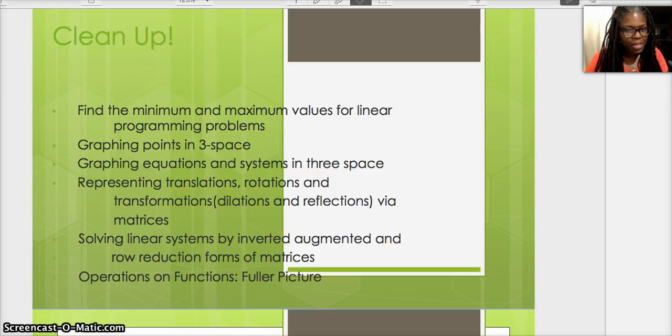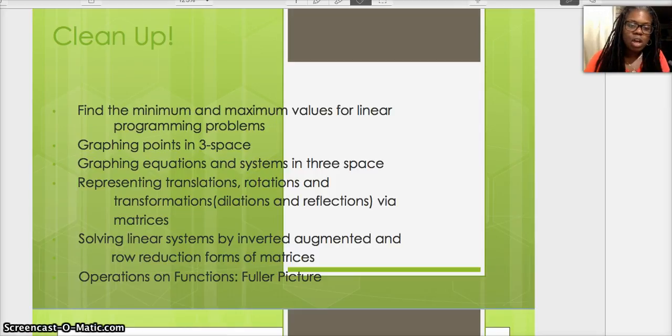Graphing points in 3-space, we talked about it. I just want to kind of confirm that. So that should be quick. Graphing equations and systems in 3-space, which is a little bit different. We didn't physically do that. We talked about it. So I want to make sure we do that. Representing translations, rotations and transformations, dilations and reflections via matrices. Sounds like a whole lot, but it's really straightforward. That shouldn't take too long.